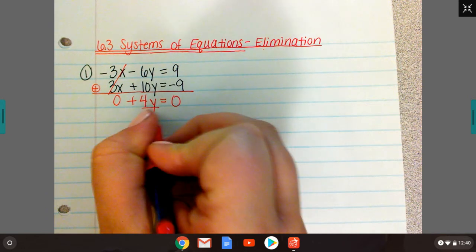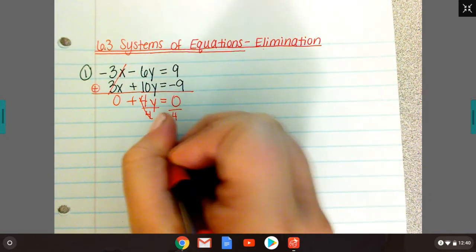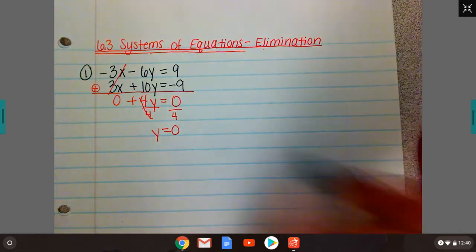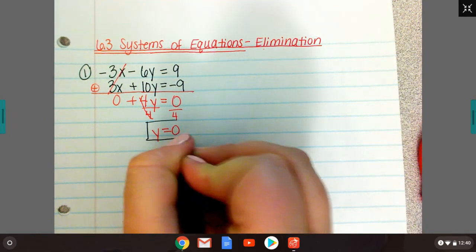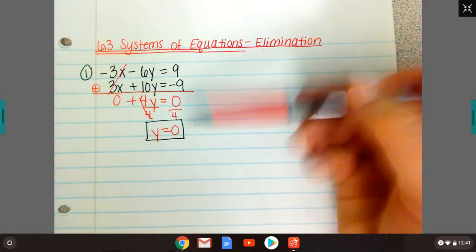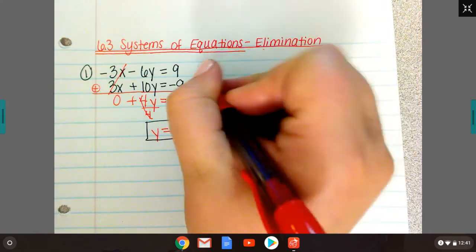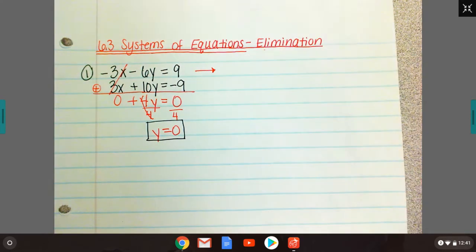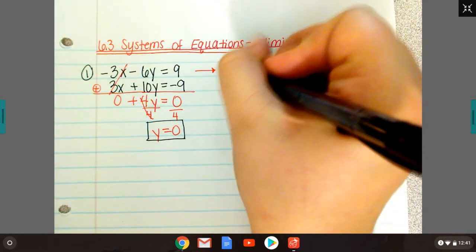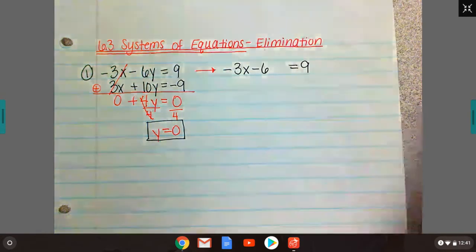I can divide both sides by 4. y equals 0 divided by 4, or just 0. So I've got one of the two coordinates now. Once I have the first, I'd always substitute to get the second. So with y being 0, you can plug it into either this spot or this spot. It doesn't matter. I'll rewrite my first one and put it in there. So we've got negative 3x minus 6 times 0 equals 9.